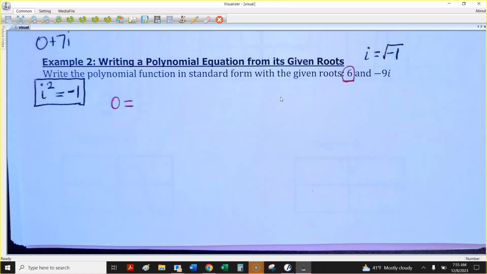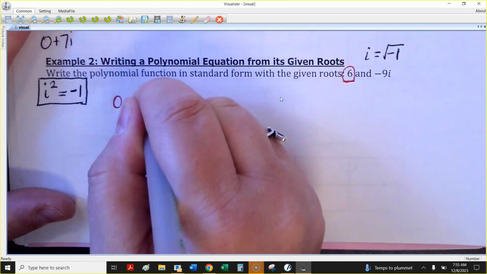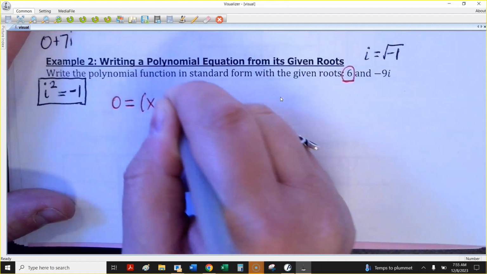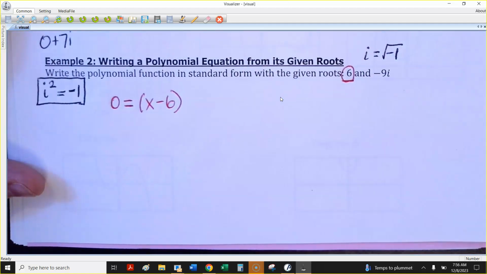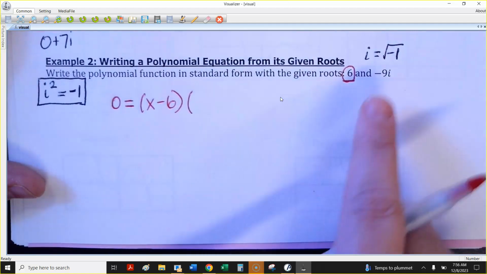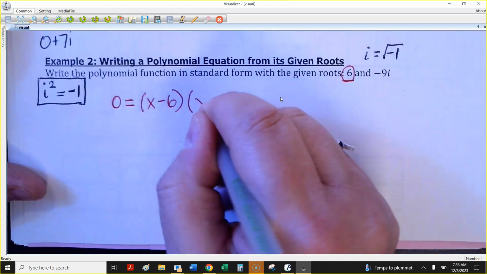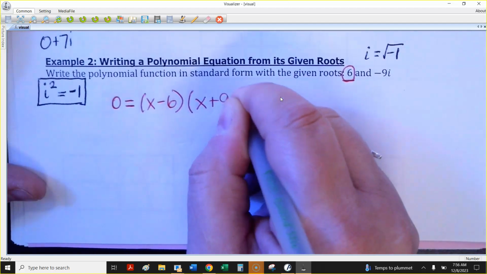If I have positive 6, what would it look like as the little linear factor? Mom, what do you think? Thank you. Everyone's so quiet this morning. It's Friday. All right, now, negative 9i, right? We're just going to use a similar format. So if that's negative 9, I'm going to write x plus 9i.